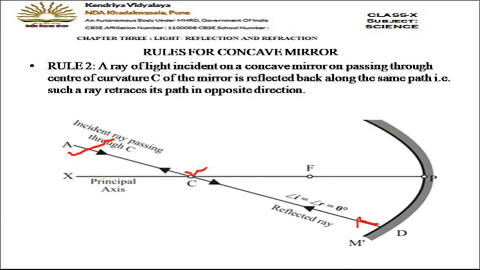Now you can see here it is written that angle I is equal to angle R according to the law of reflection, and now both of them are 0 here. Why? Because when it passes through the center of curvature, angle I becomes 0, and angle R becomes 0 as it retraces its normal path. Now rule number 3.